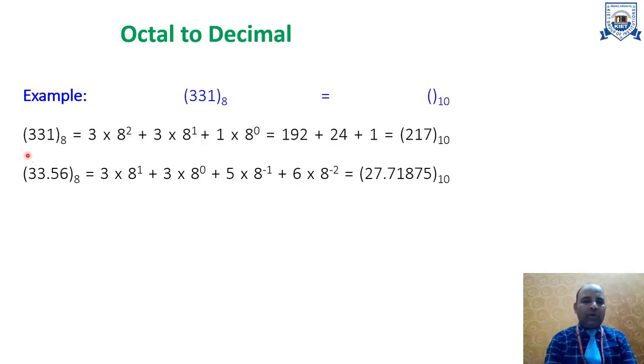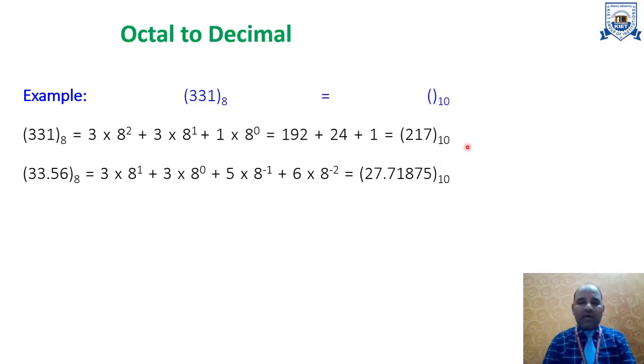By applying a similar approach, 3 gets multiplied by 8 to the power 2, because starting from the right we have 8 to the power 0, 8 to the power 1 and 8 to the power 2. So 3 is multiplied by 8 to the power 2, plus the next 3 multiplied by 8 to the power 1, and the last digit 1 gets multiplied by 8 to the power 0. Now we can compute this expression, which is 192 plus 24 plus 1, which is 217 on base 10. It means 331 in the octal number system is equivalent to 217 in the decimal number system.